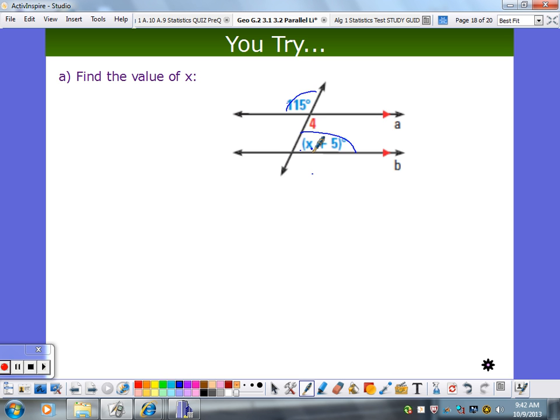So let's see. I've got a little hint on here. You see this one? Why is this one marked for us, do you think? It's okay. He's got it. Why do you think this one's marked? What do I know about these two? How come? They're vertical angles, so I can do that. Now do I have a theorem or postulate that works with same side interior or consecutive interior angle?